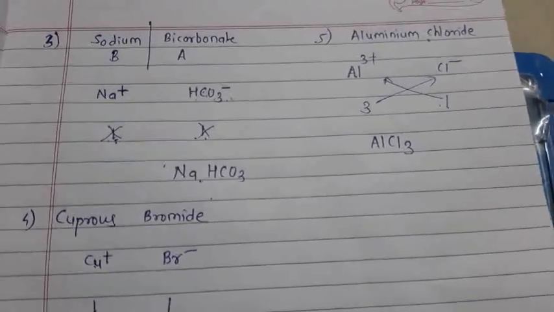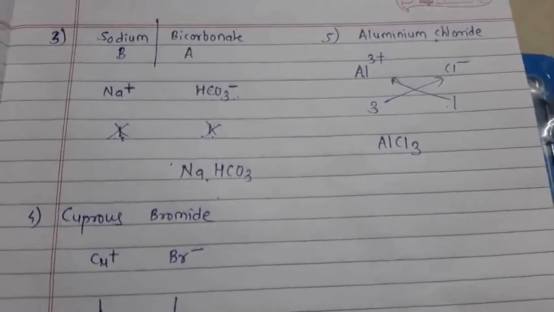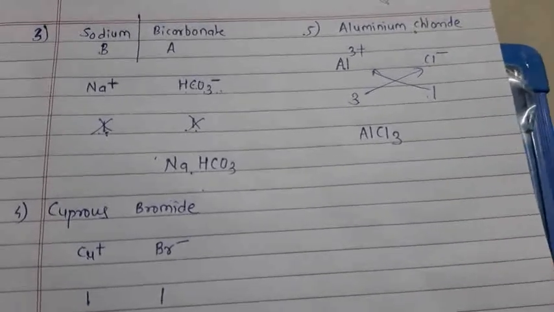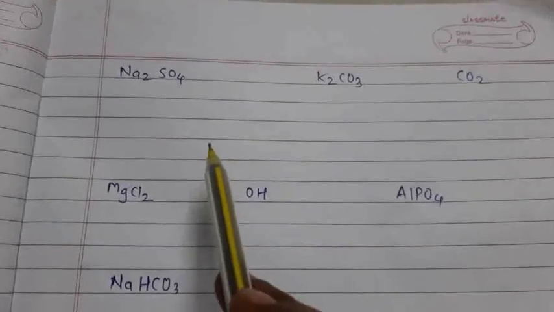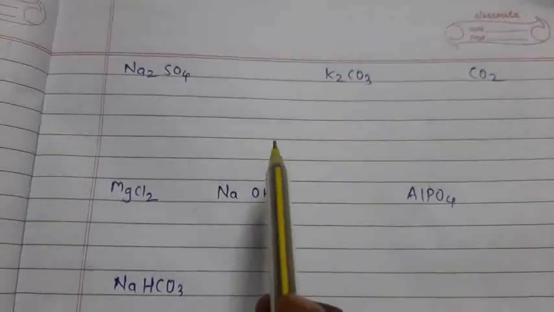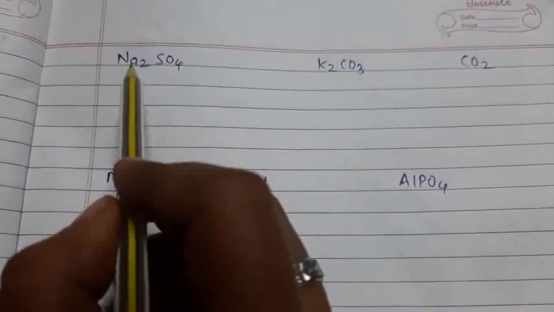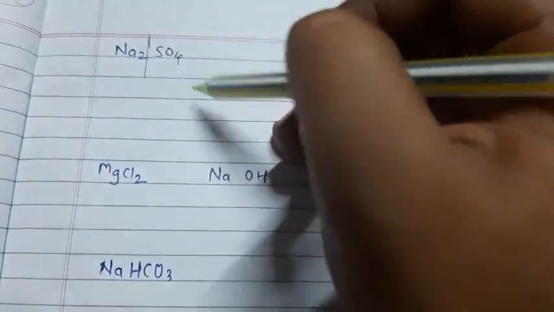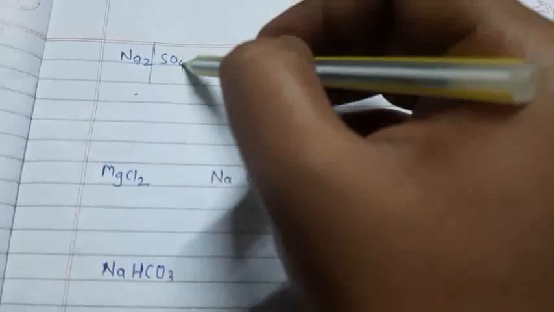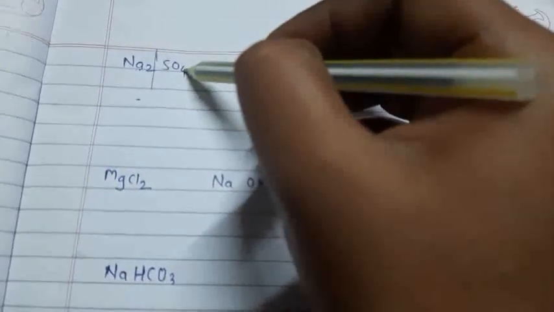Again, one vice versa task we are going to do, that is, now formulas will be given to you and you have to guess the name. Suppose formulas like this are given to you and you have to identify the name of this compound. First one is this. Here two parts of this compound if you make, that will be Na and SO4. So Na is known as sodium and SO4 is sulfate. So name of this compound will be sodium sulfate.